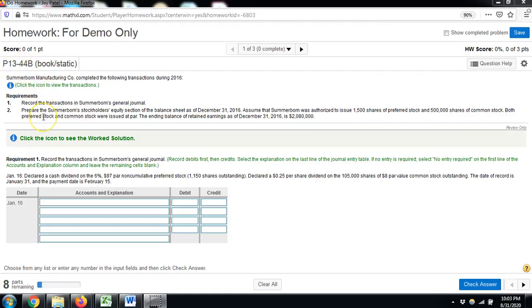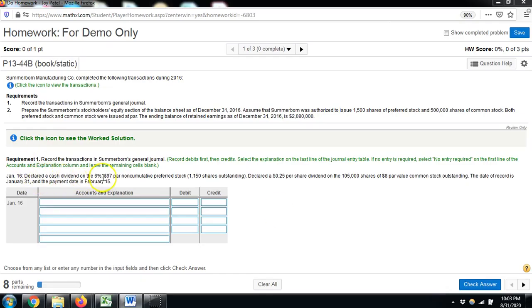This is P13-44B, and we're going to go through some journal entries related to dividends and treasury stock transactions. And I believe in this question we're also going to put together the equity section of the balance sheet. So let's start with this first one.